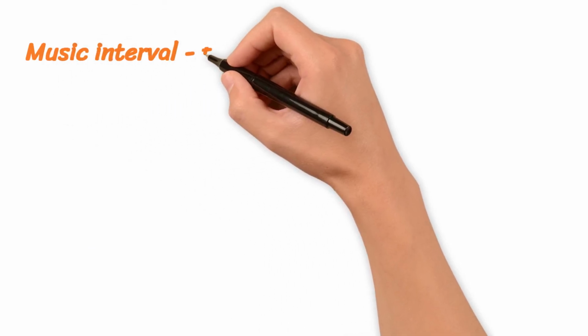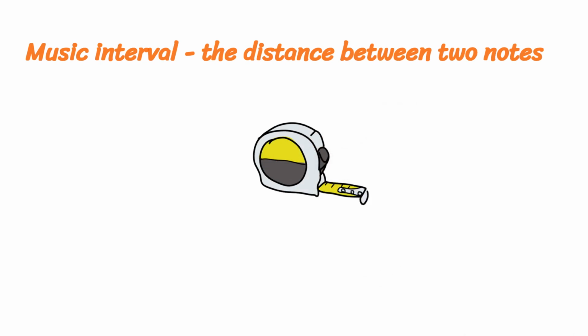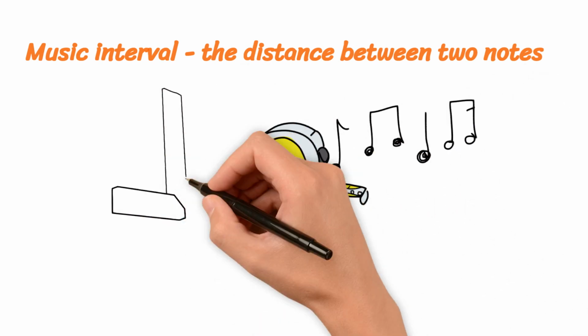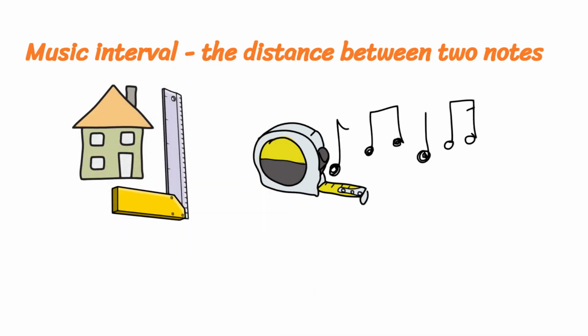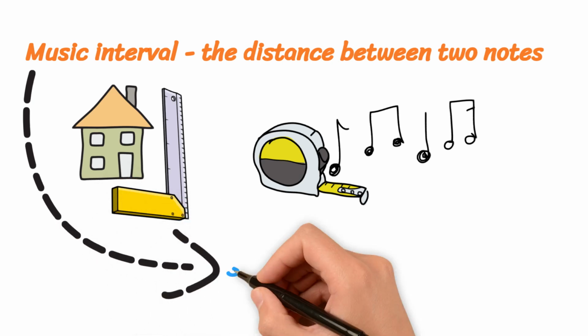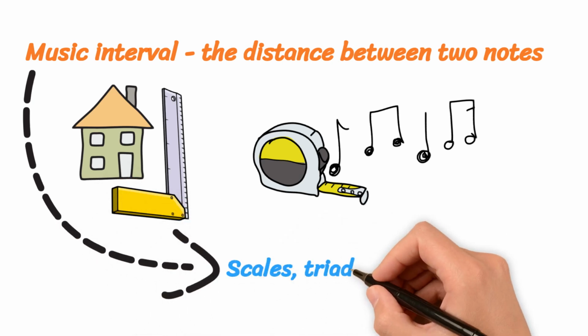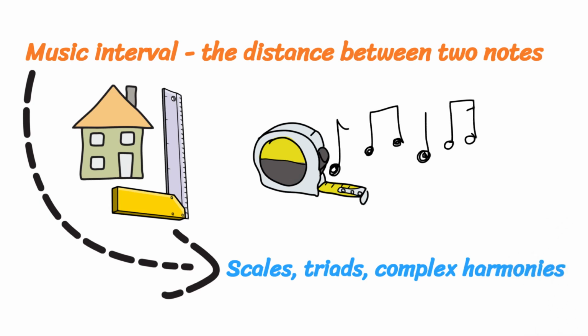An interval is the distance between two notes. Think of it as a measuring tape for music. Just as we use inches or feet to measure length when building houses, in music, we measure the sound between two notes using half steps and whole steps. These intervals help us create scales, triads, and complex harmonies. Today, we will learn about half steps and whole steps, which can be used to describe musical intervals.